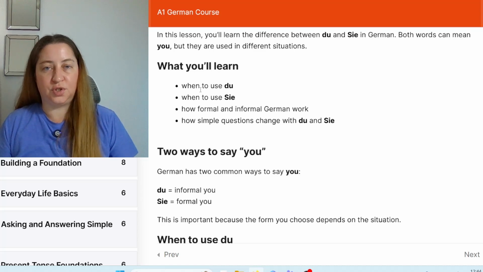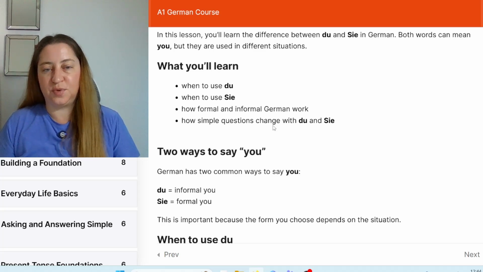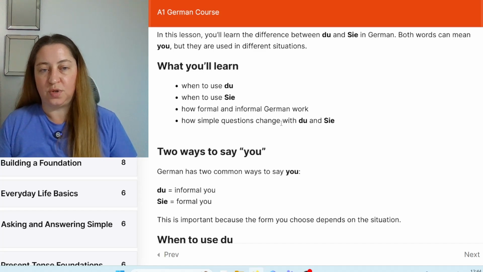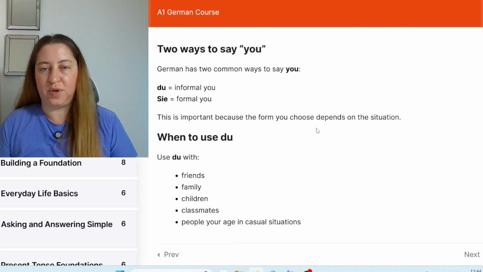Let's learn when to use du, when to use Sie, how formal and informal German work, and how simple questions change with du and Sie. So we have two ways to say you. In English, we only have you. There's just one word. But German has two common ways to say you. That's du, informal, and Sie, formal. Both mean you.